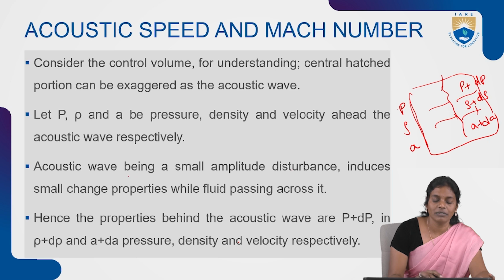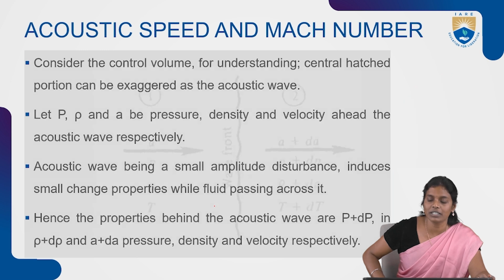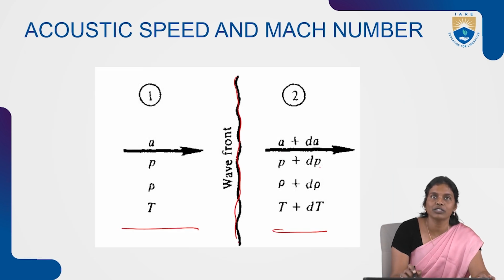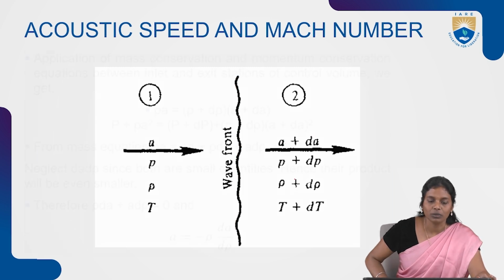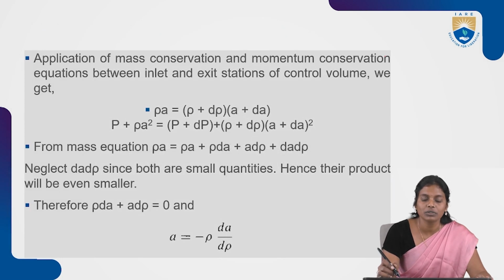An acoustic wave is a small-amplitude disturbance that induces small changes in the properties when it is passing through. So when the fluid is passing through it, there will be small changes in the properties, and that extra small change is going to add to our main one.